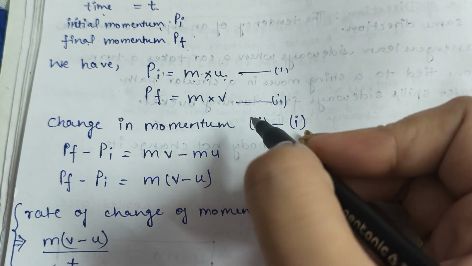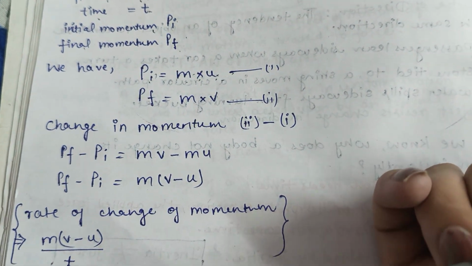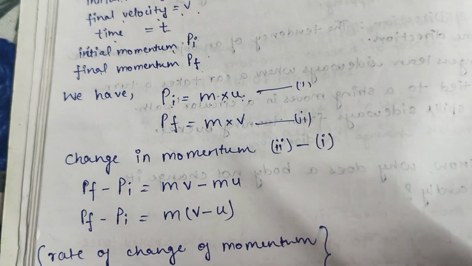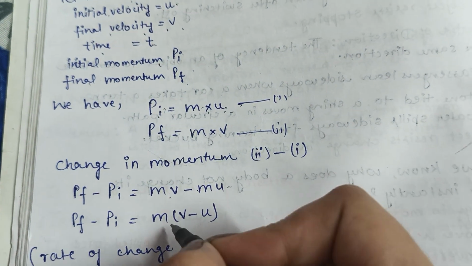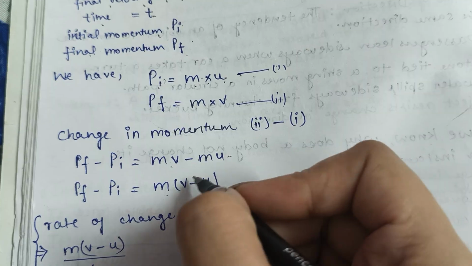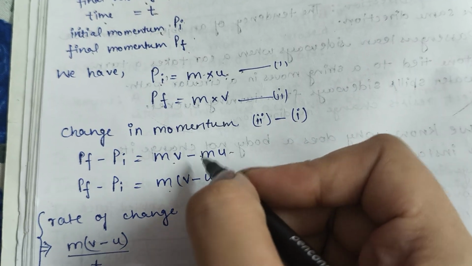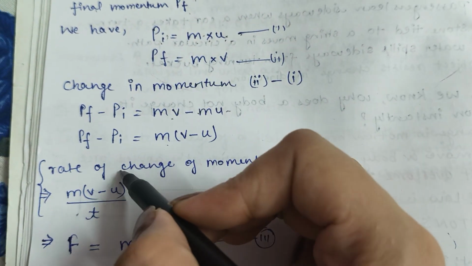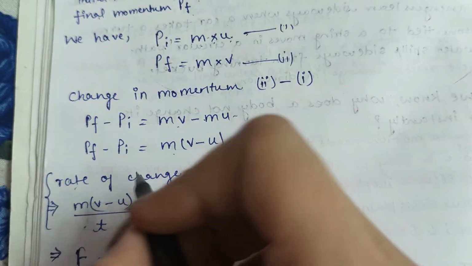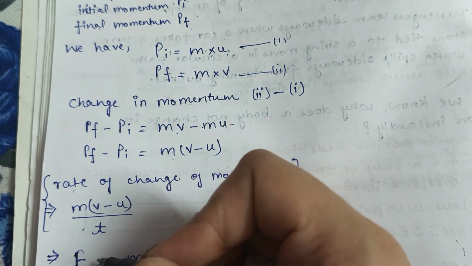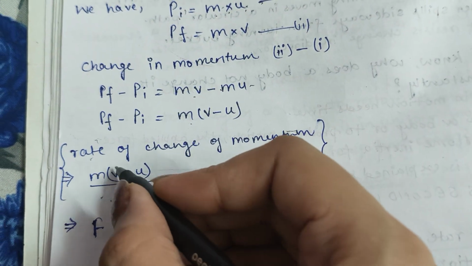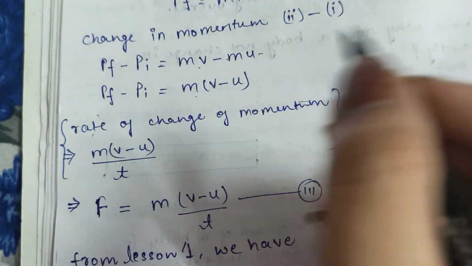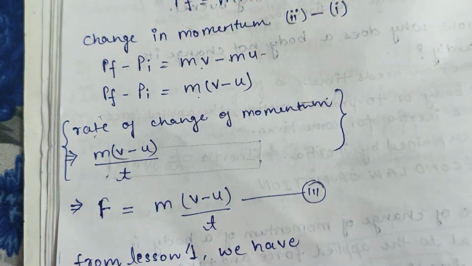So change in momentum, and we all know how to find a change: just subtract. Final minus initial is the change. So mv minus mu, taking m common, we have m into (v minus u) in the bracket. And the rate of change of momentum is nothing, just divide the quantity by time to get the rate of change. So m into (v minus u) by t is nothing but the rate of change of momentum.